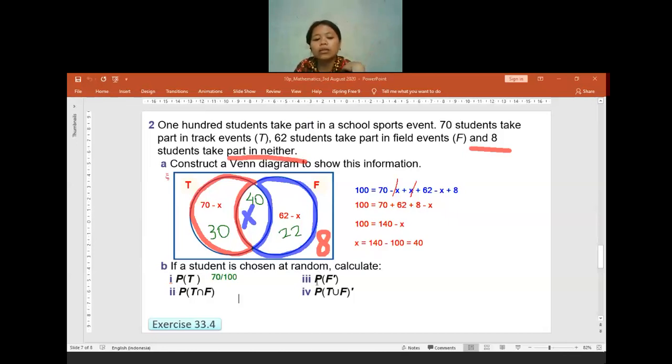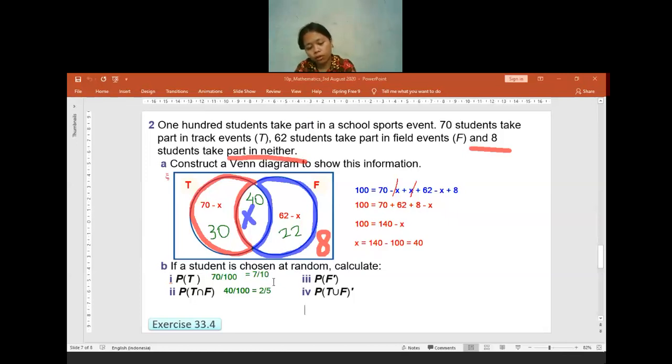Now for question 2, the probability of t intersection f. How many is it? 30. Yeah, so is it 30? The intersection, are you sure? 40. T intersection F. If it is intersection, we take the middle one. So we take what number? 40 out of how many? 100. We can simplify them, and make it into 2 by 5. This is also, we can simplify it, and make it into 7 by 10.